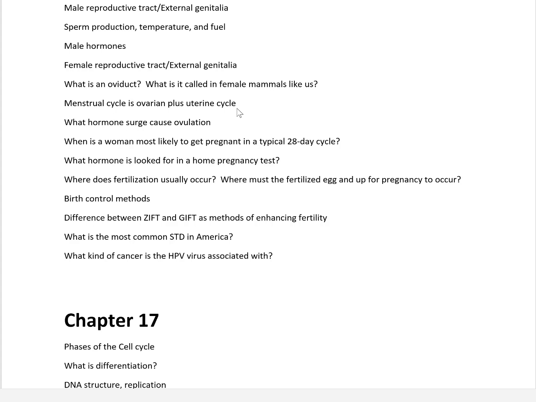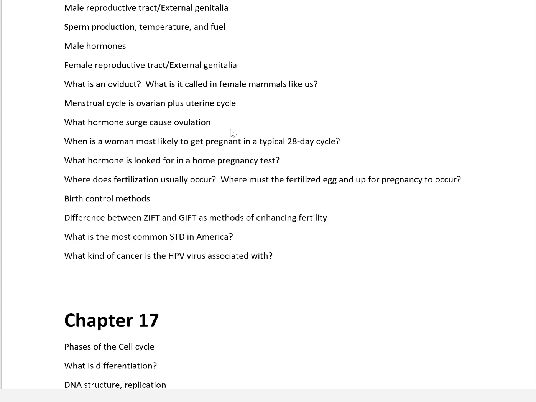Then you have ovulation, which is the next question there. What hormone surge causes ovulation? A surge in luteinizing hormone is actually what causes ovulation. That egg is going to erupt from the follicle, and now it's going to be heading towards, trying to find sperm, basically.